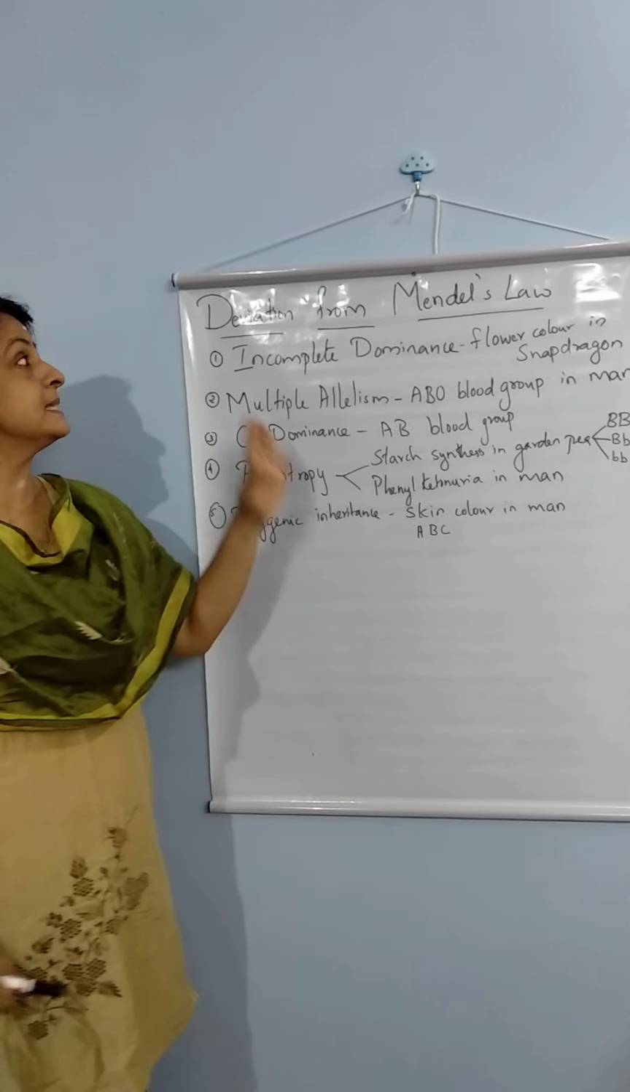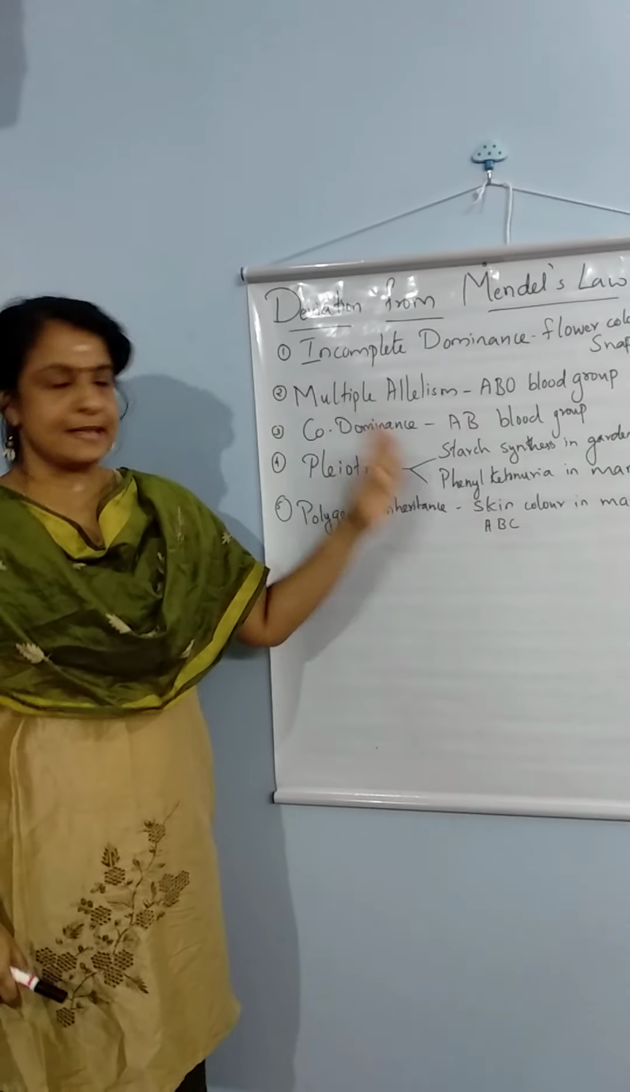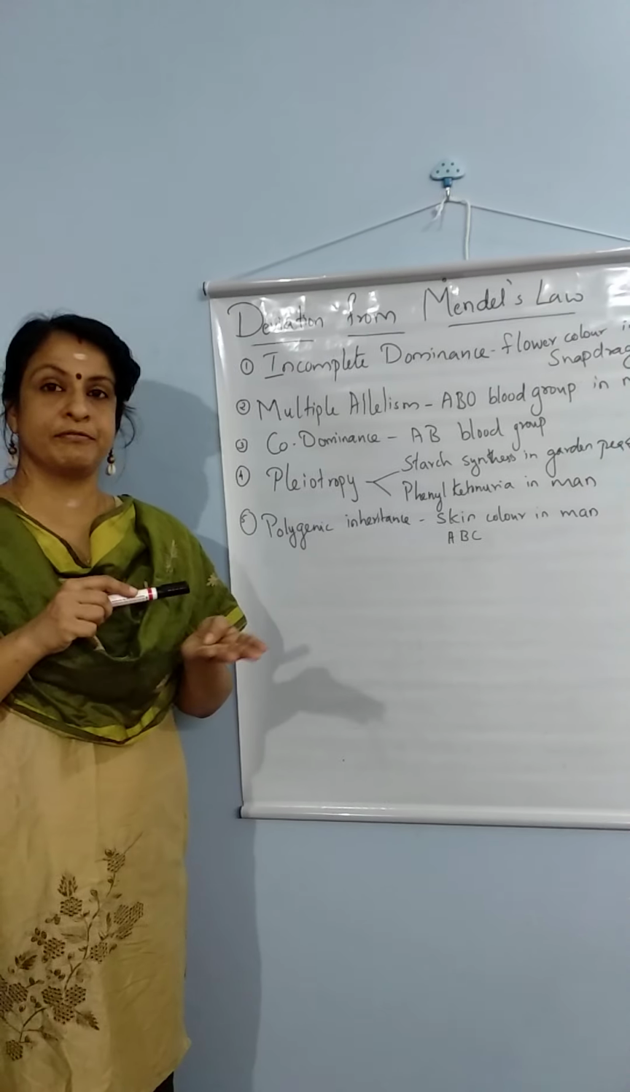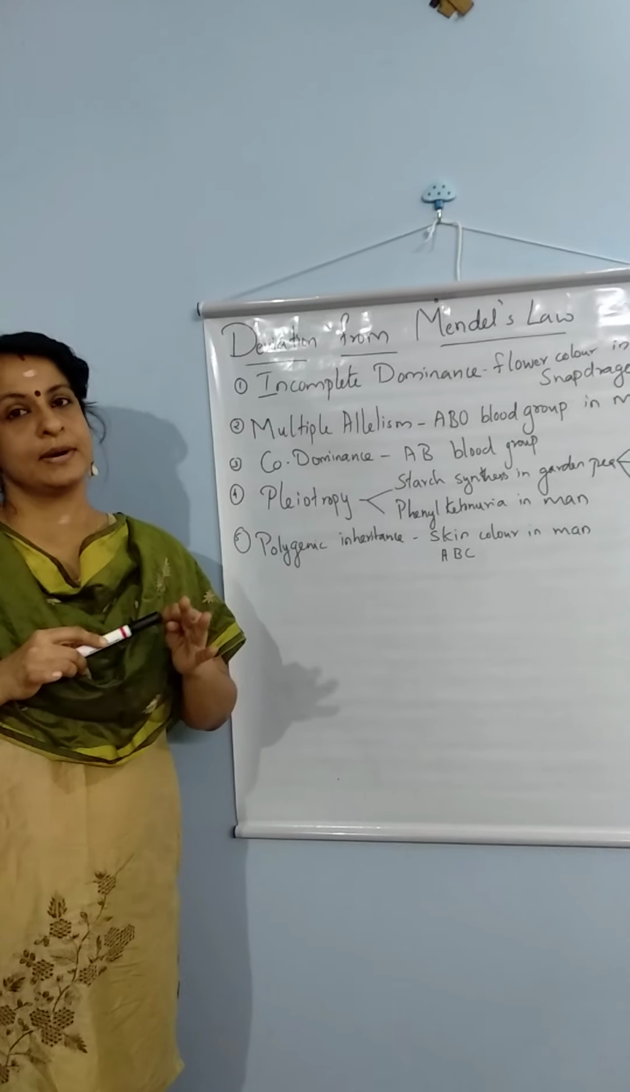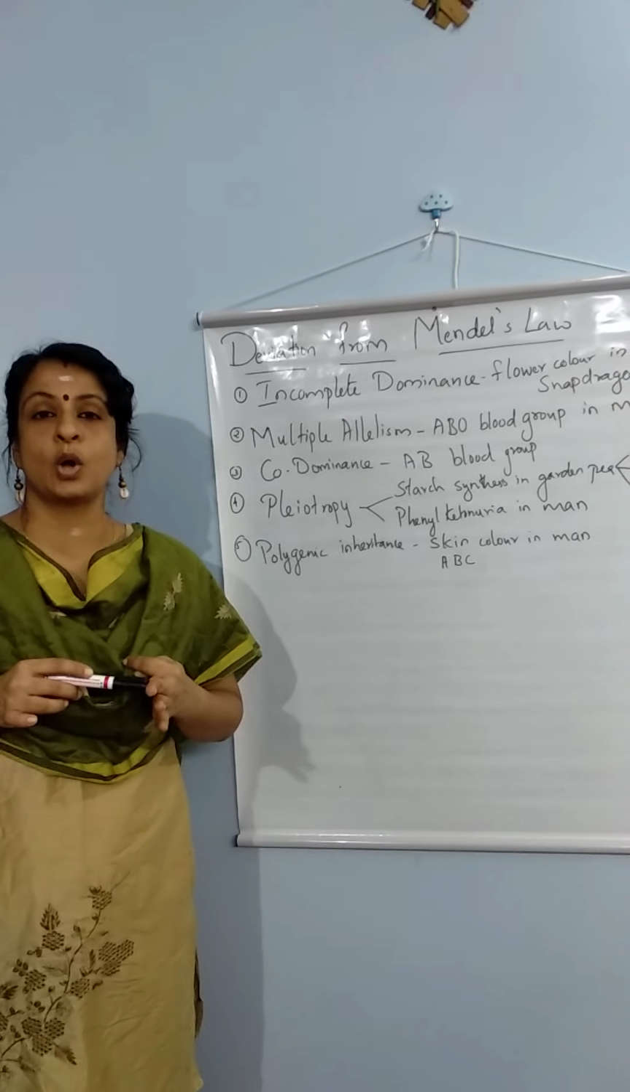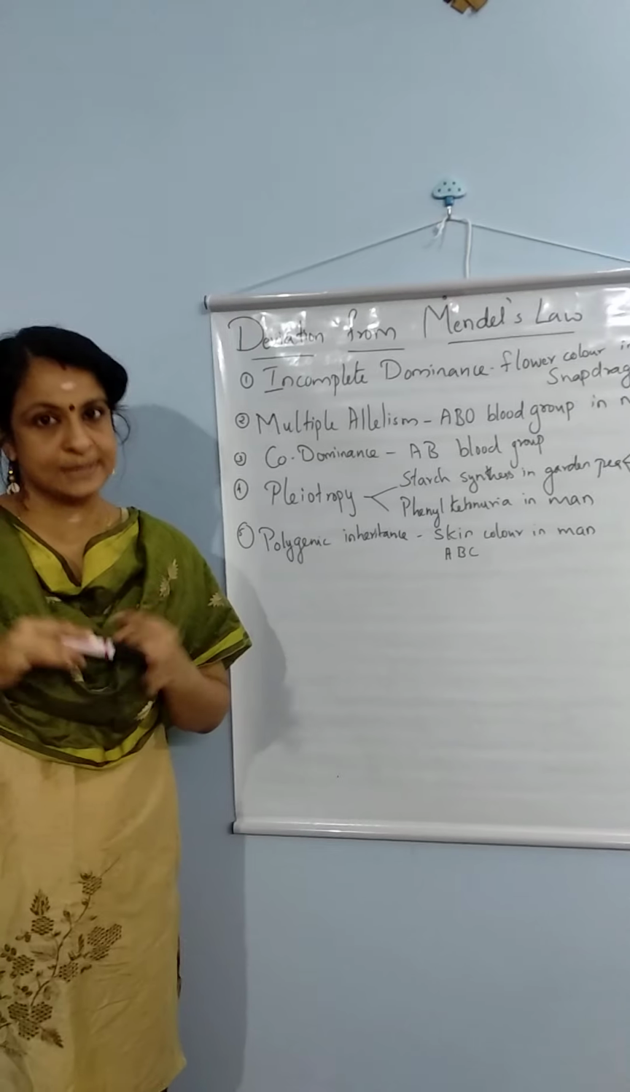Next topic is deviation from Mendel's law. So Mendel formulated three laws. Which are the three laws? Law of dominance, law of segregation, otherwise called the law of purity of gametes, and the third law, called the law of independent assortment.